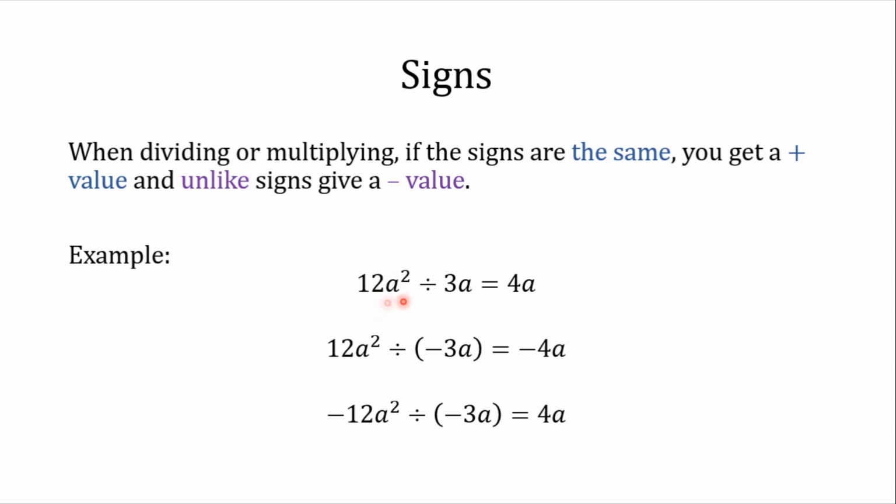Another one is 12a squared divided by 3a gives us 4a, so that's 12 divided by 3, a squared divided by a, so that's 4a, which is positive. 12a squared divided by negative 3a, so that's negative 4a. Again, that's 12 divided by negative 3, that's negative 4. A squared divided by a, that's a. And then what happens if both are negative? So that's negative 12a squared divided by negative 3a. That's equal to a positive answer of 4a.